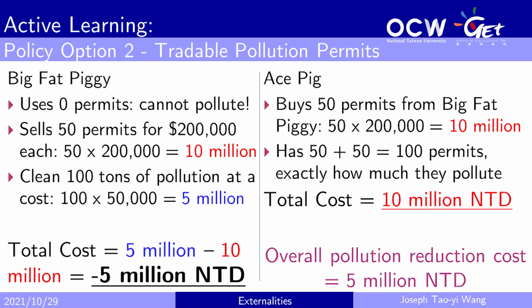So ACEPIC buys permits, so the cost is 50 permits times, I know, it's 200,000. Oh, thank you very much. That I should correct. That is 200,000. But the 10 million is correct. Thanks for catching that. And then the 10 million plus minus 5. So 10 plus minus 5 is 5 million. Okay, so that part is correct. Thank you very much for catching this problem.